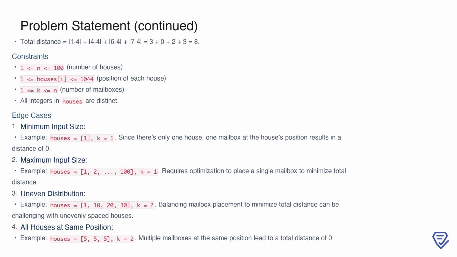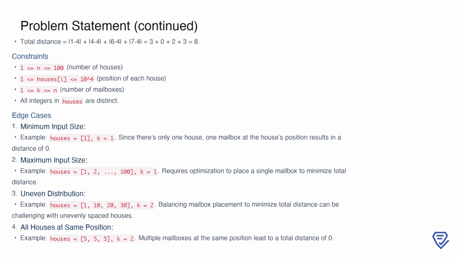The third house at position 6 is nearest to the mailbox at 4, resulting in a distance of |6 - 4| = 2. Finally, the house at position 7 also has the nearest mailbox at 4, giving a distance of |7 - 4| = 3. Adding these up, the total distance becomes 3 + 0 + 2 + 3 = 8. This example highlights how the median minimizes the total distance when only one mailbox is allowed.